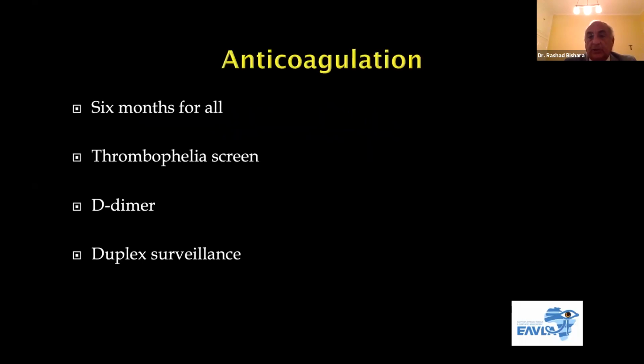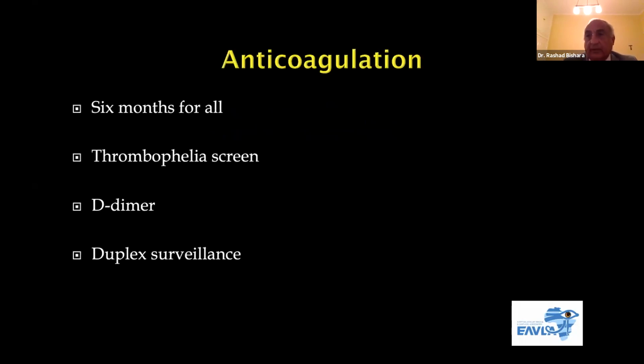All the patients get 6 months anticoagulation. And then after 6 months, you get a thrombophilia screen, the D-dimer, they get surveillance, and whether the thrombus was provoked or unprovoked, and we consider significant iliac vein compression as provoked. And we look at the risk of bleeding.